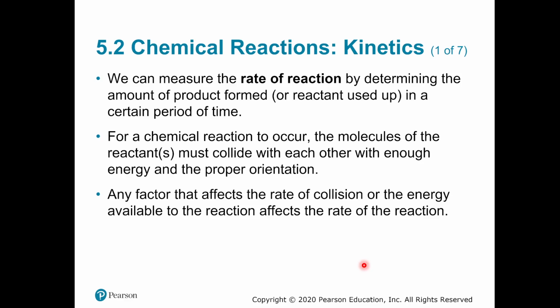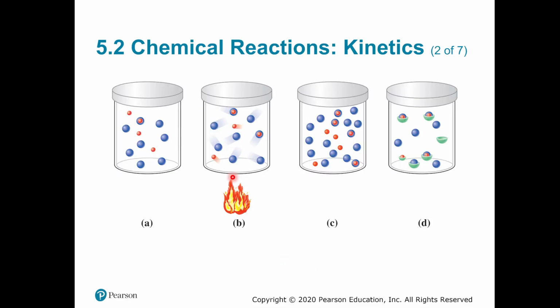Now, any factor that affects the rate of collision or the energy available to the reaction is going to affect that rate of the reaction. So right here we have some theoretical examples for our minds to follow of these reactions. We have two things that when they collide produce a third thing, right? So when we have more energy, what typically happens to reactions? Cooking is a reaction, right? So when we provide more energy, we cook at a higher heat, what happens to that reaction?